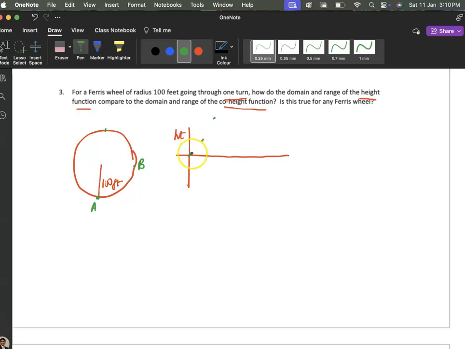So it's going up, and then it goes back down. You're starting from 0, and this is 100 feet. This is your one rotation, your 360 degrees. Here it's at 0, here it goes to 100, then to 200, and then goes back down.